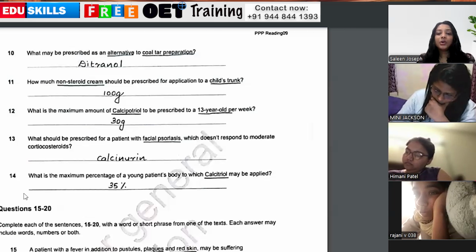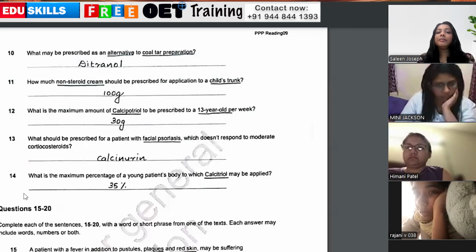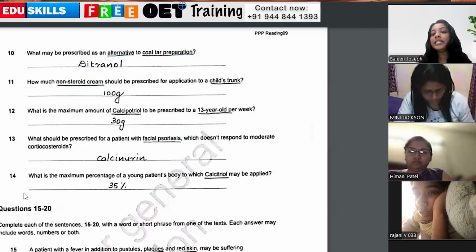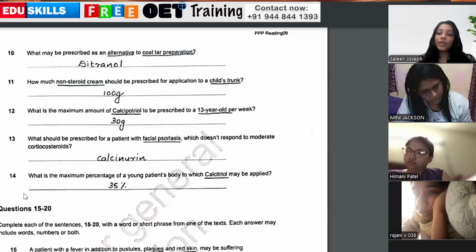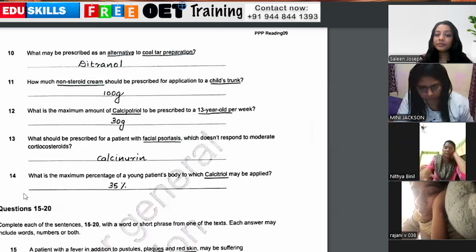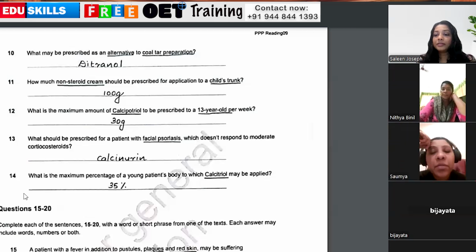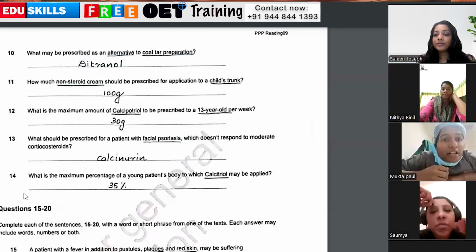Now, moving to the next question. What is the maximum amount of calcipotriol to be prescribed to a 13-year-old per week? 75 grams. Why is my answer 30 gram? 75 grams. Ma'am, 30 years old. It's calcitriol.